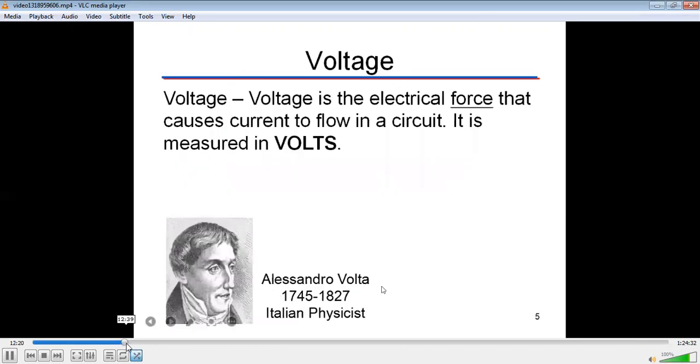Now another is voltage. Voltage is the electrical force that causes current to flow in a circuit. It is measured in volt. Alessandro Volta, lifetime 1745 to 1827, was a famous Italian physicist. According to his name, we name the unit of voltage.